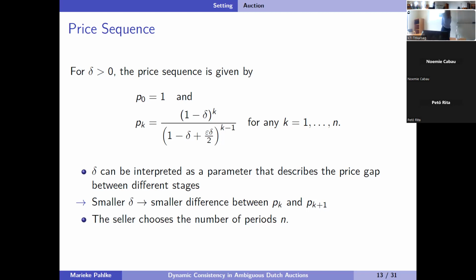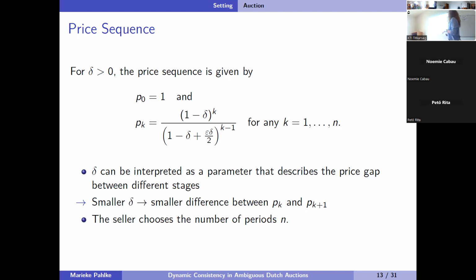The seller chooses the sequence of prices, and he also chooses how many prices to offer. That's important, because if he makes the gap between prices smaller, he needs more prices to cover the whole interval from 0 to 1 for the lower valuations. So for smaller price gaps, we need more prices, so more rounds in the auction. If the price gaps are larger, we can have fewer rounds.